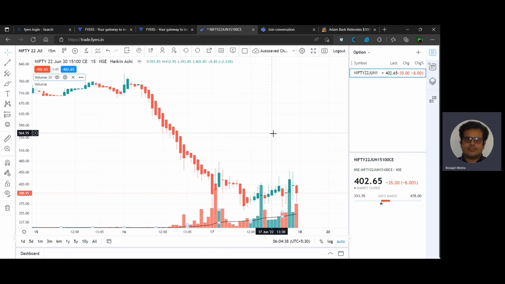And this is the algo that we have to execute using a Fyers platform. So earlier we were thinking of using Kite. Now we'll use Fyers. So this is the simple principle of creating an algo using the Heikin Ashi candle and the volume indicator with the moving average.